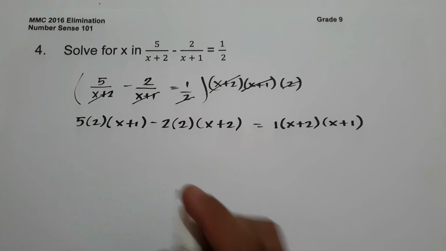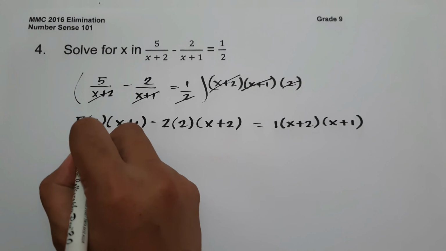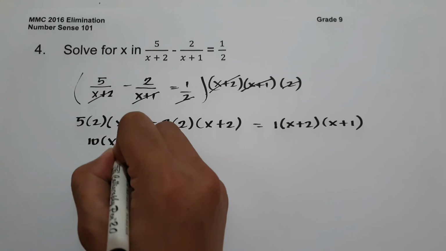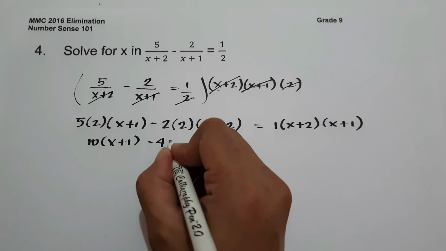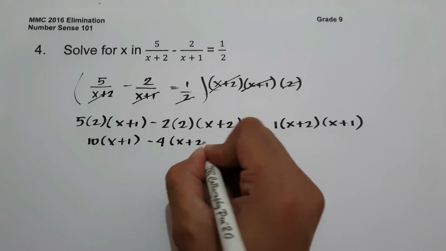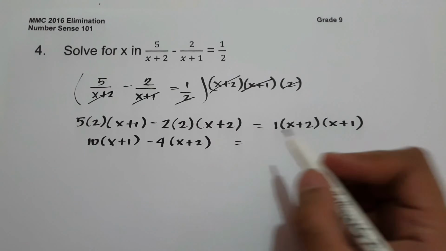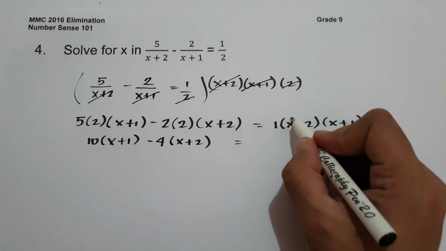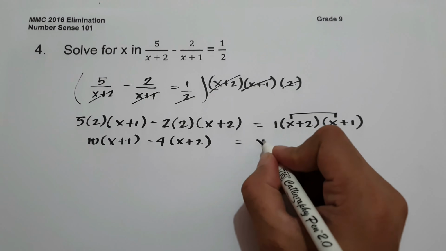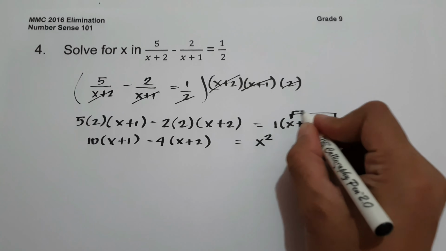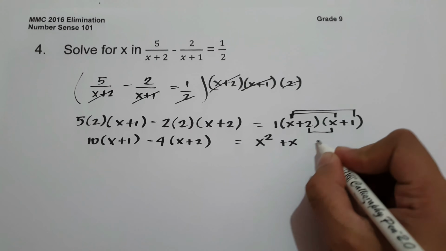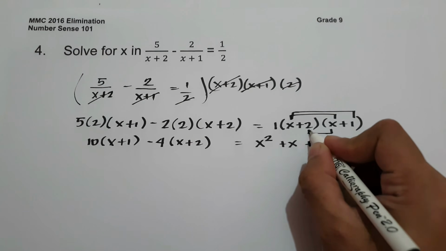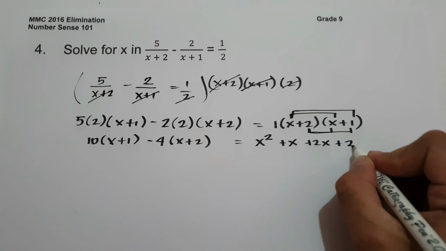To simplify, 5 times 2, that is 10. And then x plus 1. Negative 2 times 2, that is negative 4. Multiplied by x plus 2. And then we are going to use the FOIL method. X times x, it will give us x squared. And then x times 1, that is x. And then 2 times x, that is 2x. And then 2 times 1 is 2.